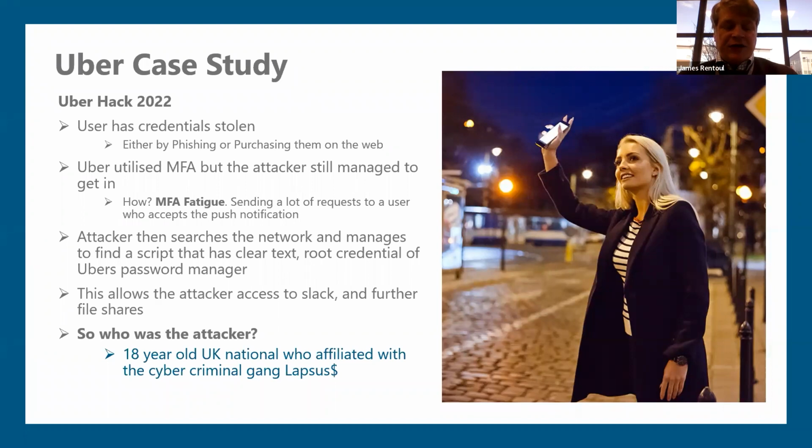Now, after some diligence by Uber, as you would expect, they would be all over this. They discovered that it was actually a young chap in the UK who said he was affiliated with Lapsus, who we covered last week as well. And they went in a little bit early. If you were assessing the attacker, they went in a little bit early.